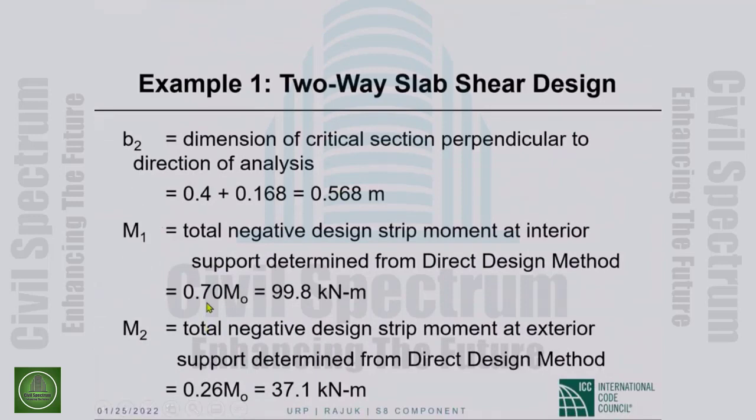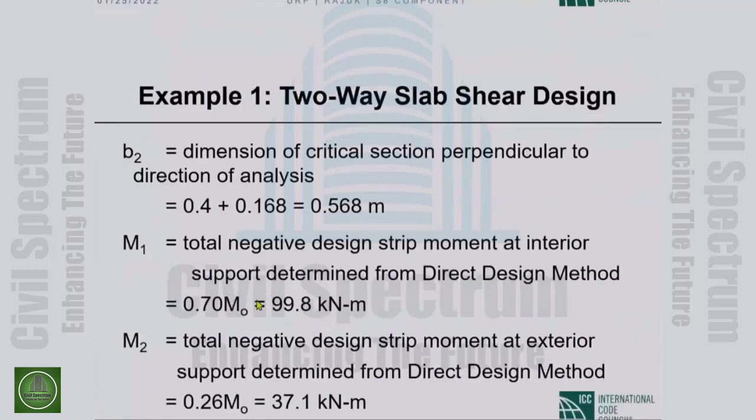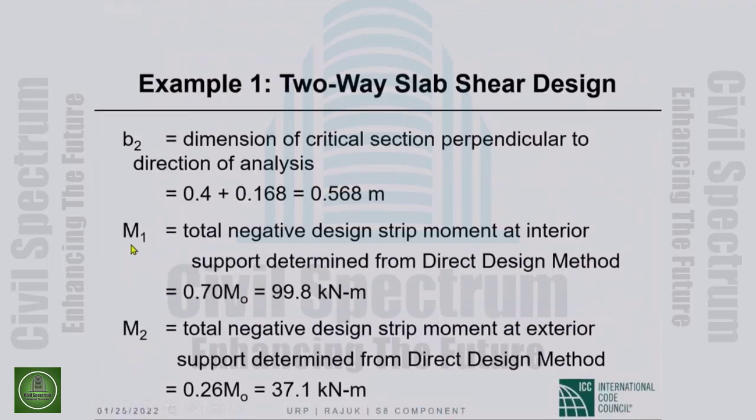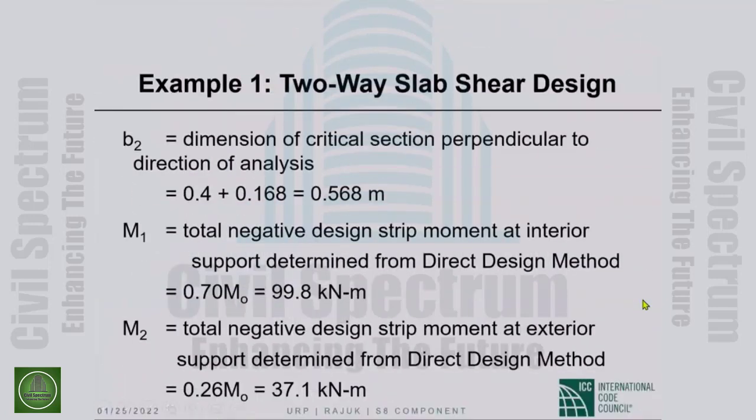M sub 1, the M sub 1. I think I messed up with the labels. I call this one M sub 1, that one M sub 2. And then here, M sub 1 is, what is M sub 2 in the picture? The moment at the first interior support. Yeah, I should have. You see what I'm talking about. So that should have been M sub 2. And that should have been marked M sub 1. This is my mistake, but it doesn't change anything. Anyway, the interior support section moment is 70% of M sub 0. And the exterior support section moment is 26% of M sub 0.